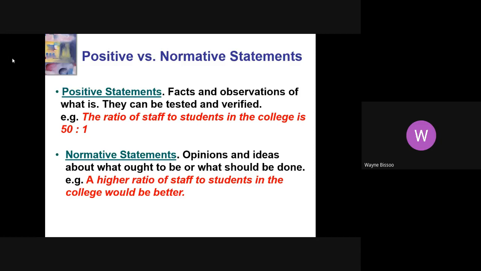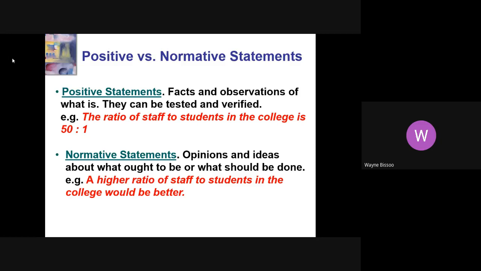A normative statement, on the other hand, is an opinion or idea about what should be happening, or as the statement reads here, what ought to be. And the example I have is that a higher ratio of staff to students in the college would be better. Now, that's my opinion or somebody's opinion. Is it correct? Can it be tested? Can it be verified? No, but it's an opinion. Normative statements are opinions, positive statements are facts.